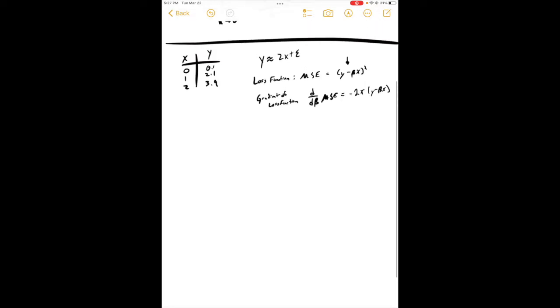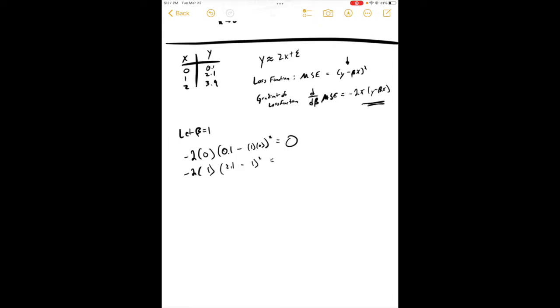So now we're just going to guess what beta is. So let's say let beta equal 1. All right, seems like a pretty good guess. Then let's see what our gradient is. What we're going to do is plug in values from here for our gradient. So we have negative 2 times 0 times y, which is 0.1, minus beta, which is 1, times x, which is 0, squared. And if we multiply that all out, it's going to end up being 0. And we'll have negative 2 times 1 times 2.1 minus 1 times 1, which is 1, squared.